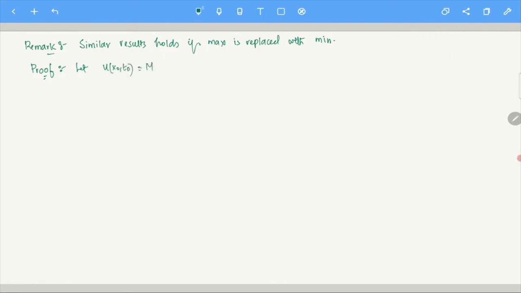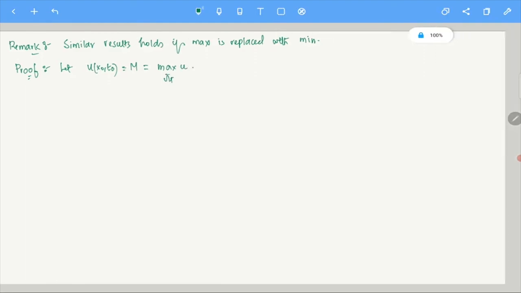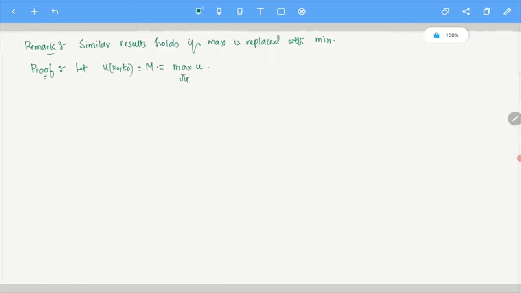And what is m? Of course, that is the maximum of u over omega t bar. Clear? So I'm just renaming it as m. That's all. The maximum is, let's say, m. That's the number.